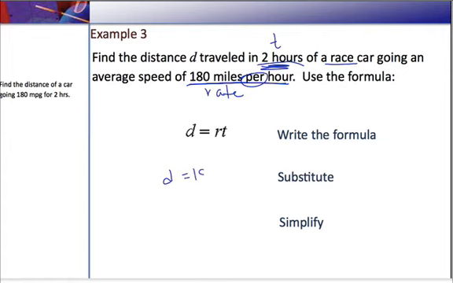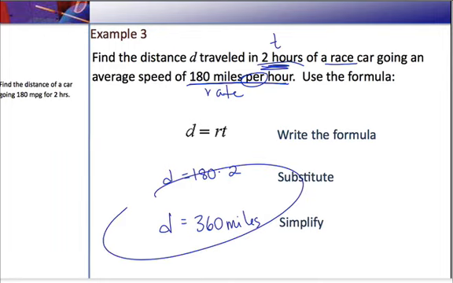We know that the rate is 180 miles per hour, and we're going to multiply that by the time, which is 2. Now we simplify. 180 times 2 is 360. And now think about what units our distance should be in. Since our rate was in miles per hour, and distance has to be a length, my distance has to be 360 miles. And there we go.